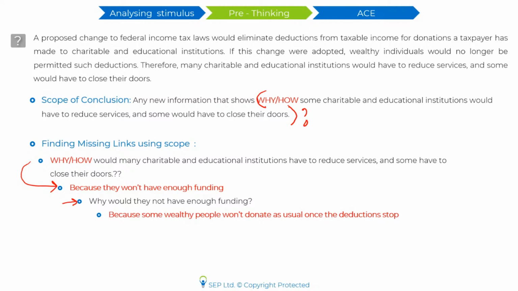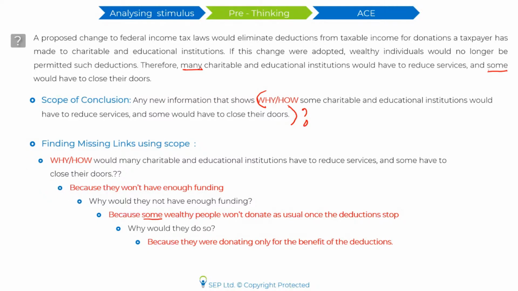Because some wealthy people won't donate as usual. The point is, I'm keeping the word some because the conclusion is also about some. And these are small, small things that are very important. Why would these wealthy people not donate as usual? As Ramakrishnan put it, they were donating only for the benefit of the deduction. So, by asking this one question on the scope, all right, I came up with assumption 1, assumption 2, assumption 3. You don't have to come up with so many assumptions in the exam, but developing this process of thinking is really going to make you sharp on your feet.